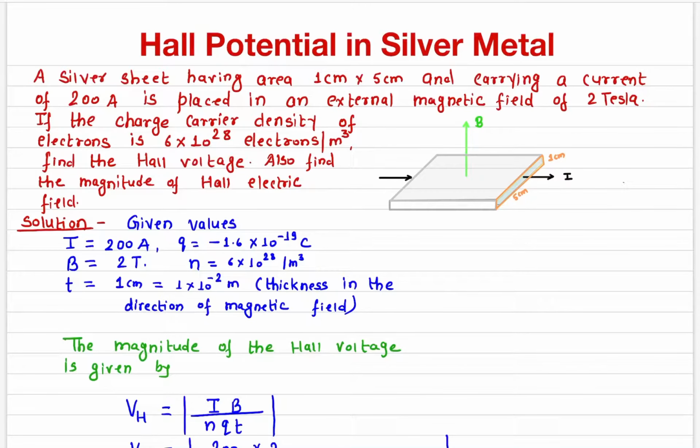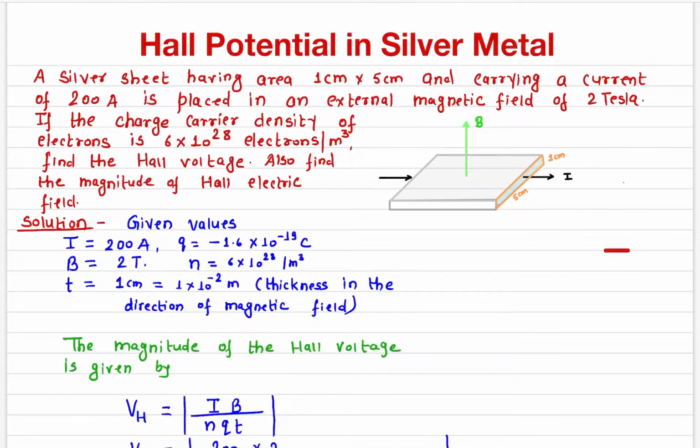In this video, I will give you a numerical example of Hall electric field and electric potential. So what we have here is a silver sheet. This silver sheet carries a current, and let's call this direction the x-axis.